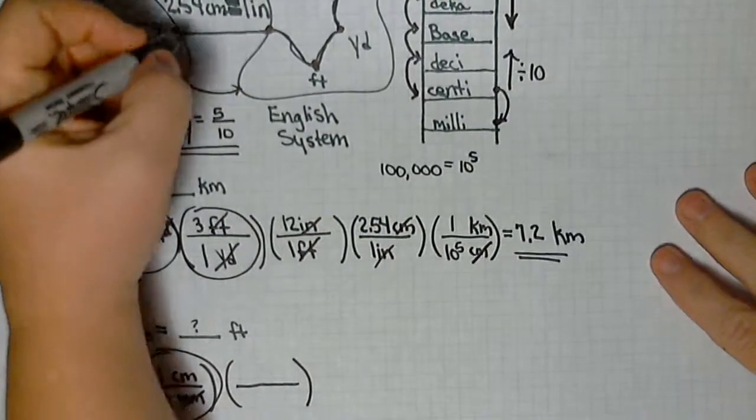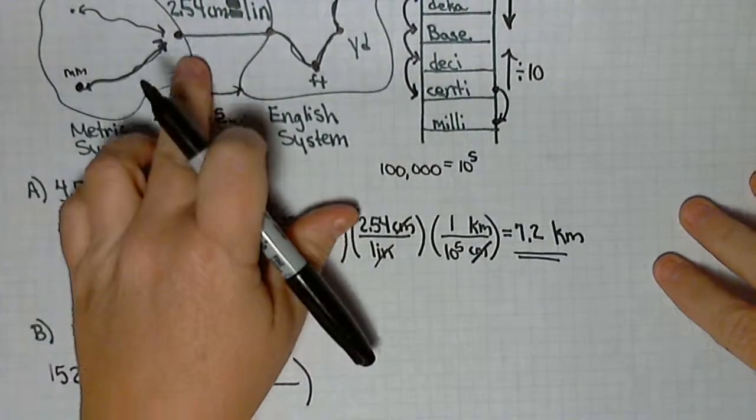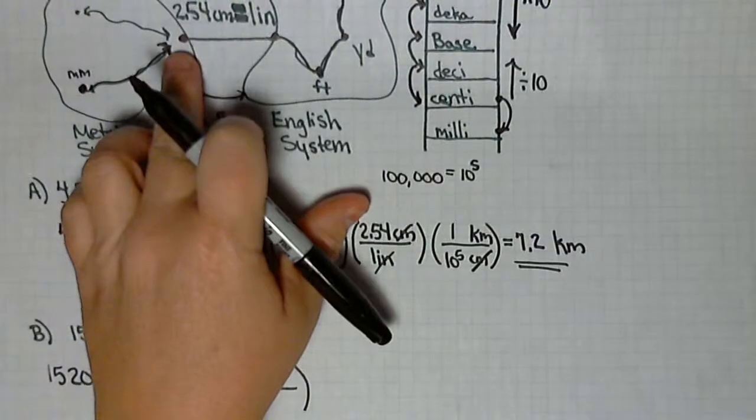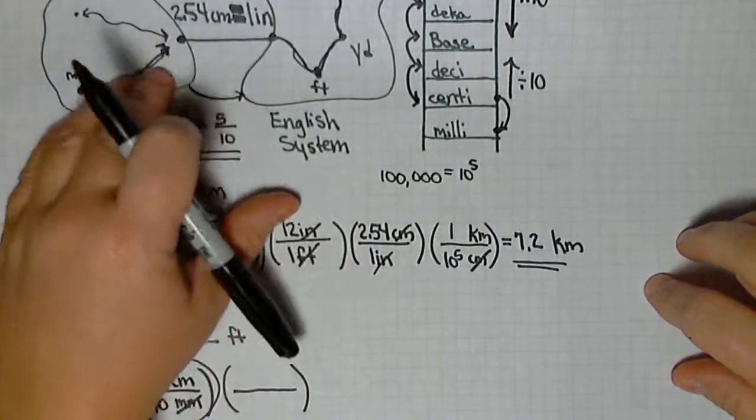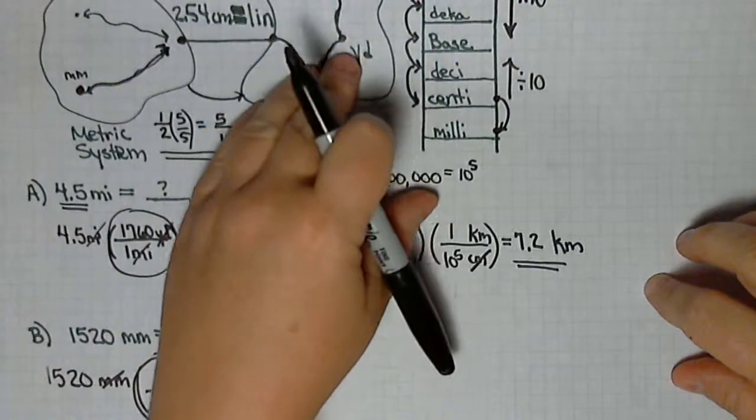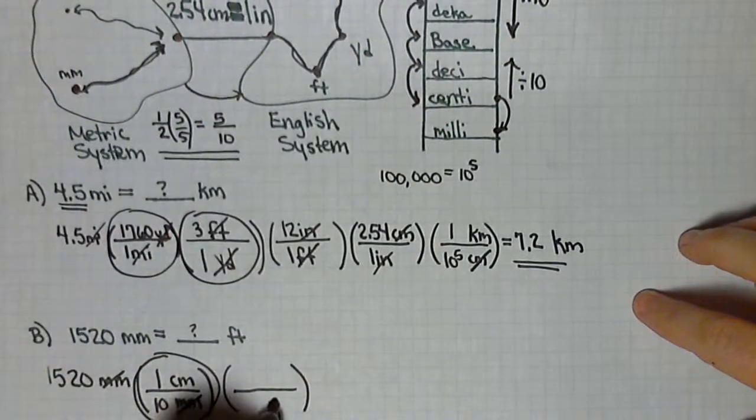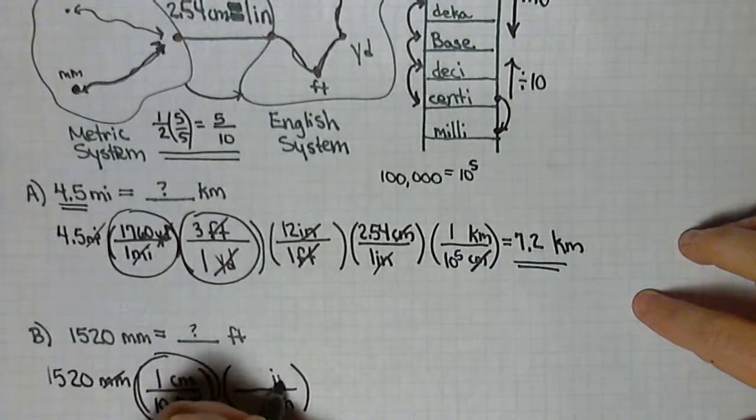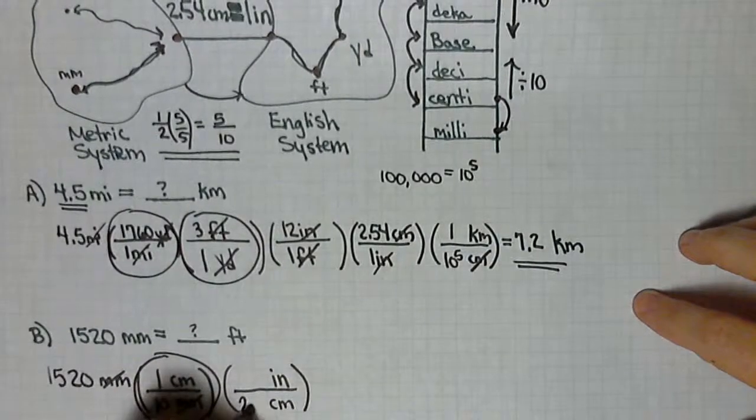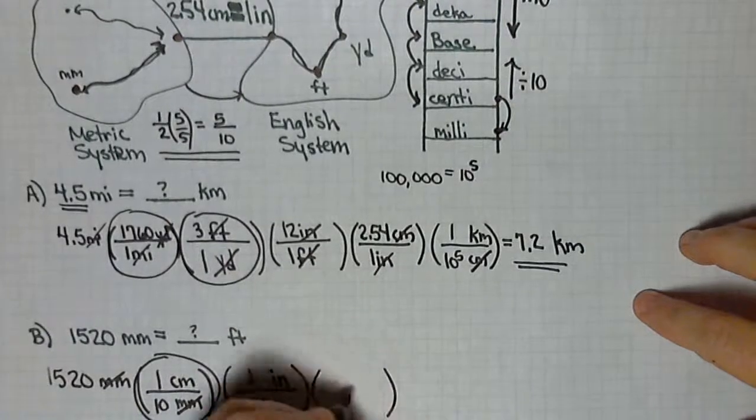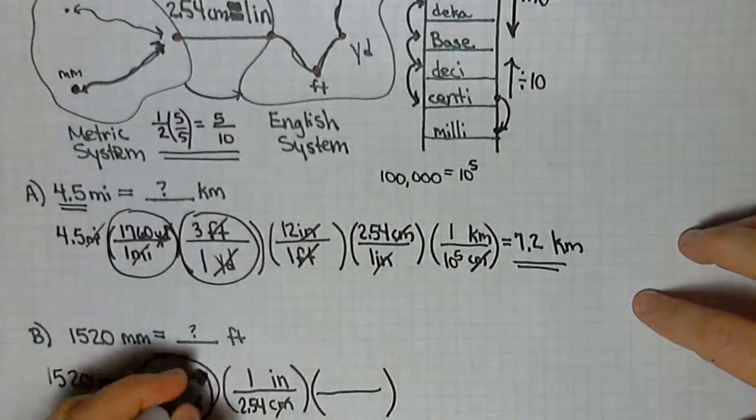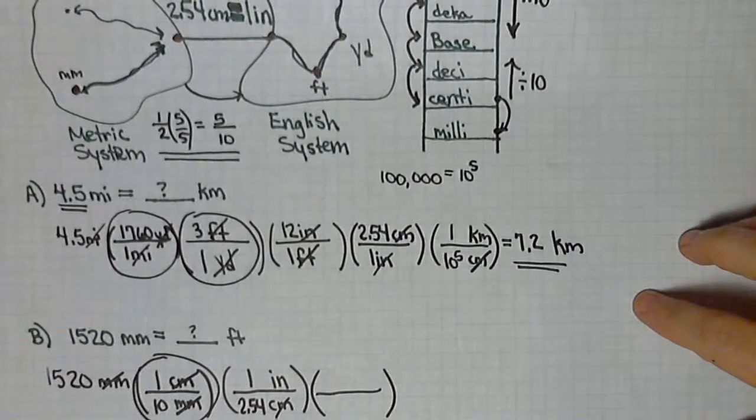And now I have driven to the base of the bridge. I'm sitting here at 2.54 centimeters to 1 inch. That's the bridge that I can cross to go from metric measurement to English measurement. So I'm going to put centimeters on the bottom and inches on the top. And every 2.54 centimeters is equivalent to 1 inch in length. Notice centimeters cancel centimeters, and I'm left with inches.